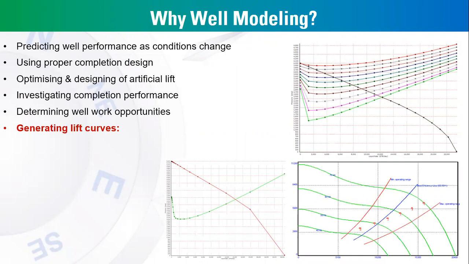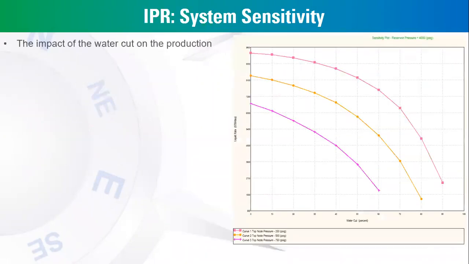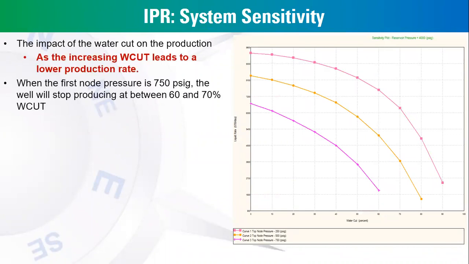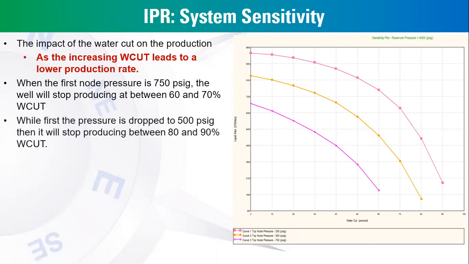A very important application for well modeling is to generate lift curves for reservoir simulation and also for production network models and so on. This is an example of the impact of the water cut on the production, as you can see. Increasing the water cut will lead to a reduction in the flow rate. And we have three different scenarios of the wellhead pressure. For this one, we have the highest wellhead pressure, which is 750 psi gauge. And this one we have the lowest wellhead pressure. So this is the effect of pressure and the water cut.